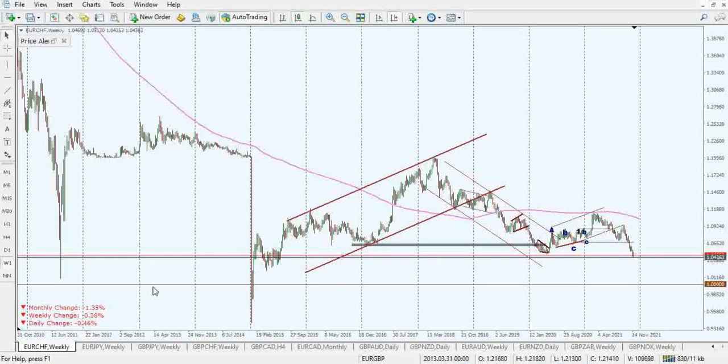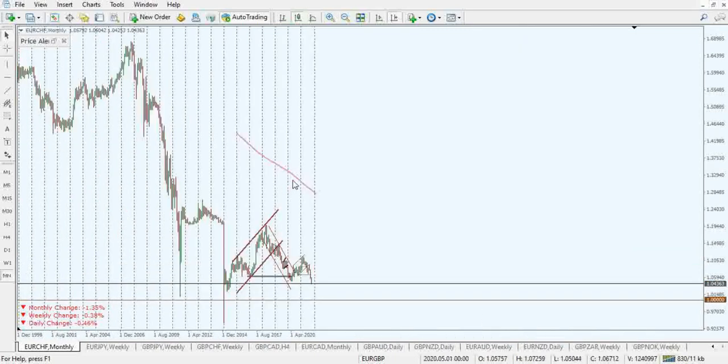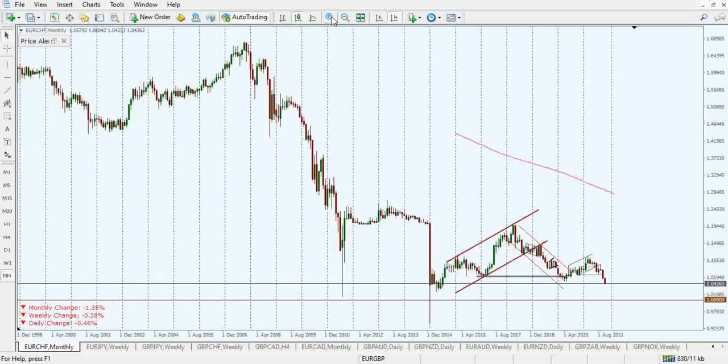All right, so here I'm going to start with the EURCHF. I like to look at my chart on a monthly scale. I look at my chart first on a monthly scale because that helps me to identify the bigger trend. It helps me to define the whole bigger structure of the market.